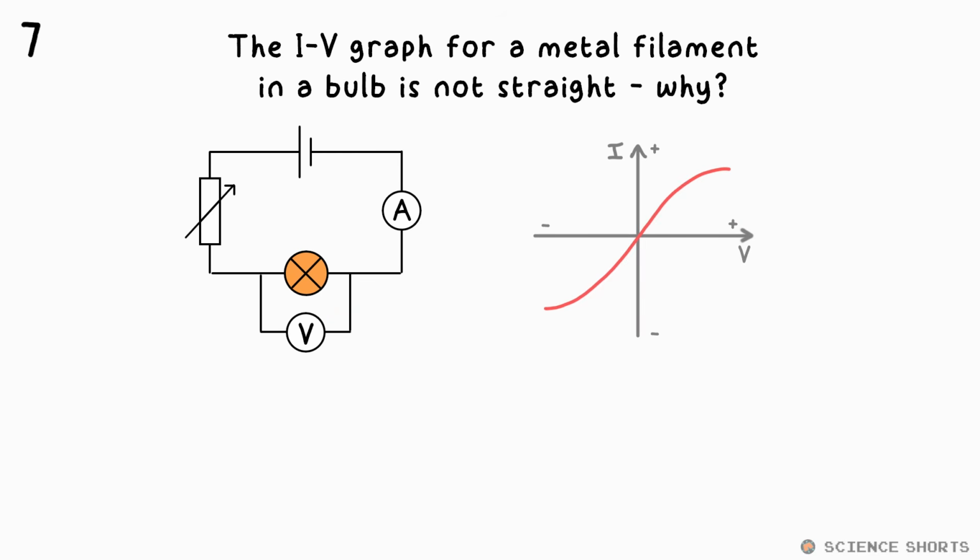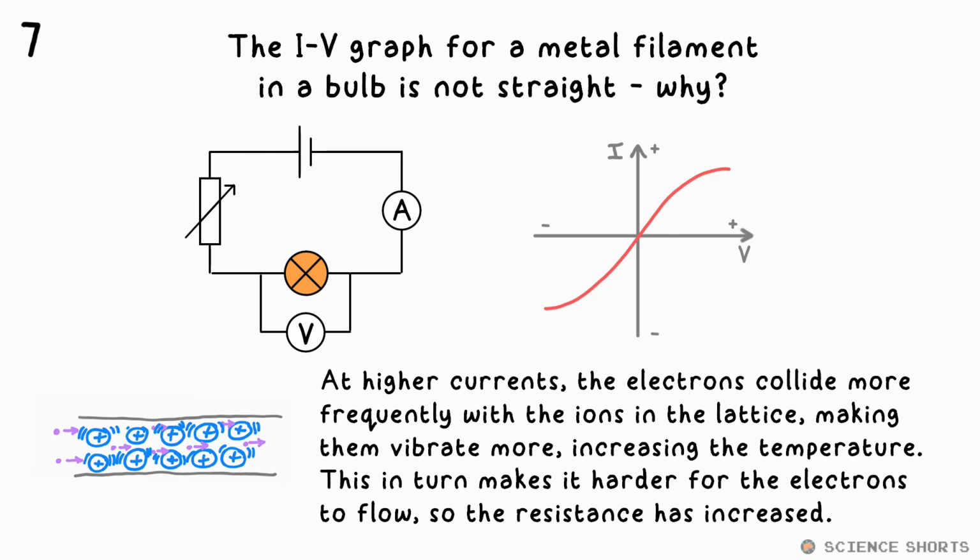Question 7. The graph for a filament bulb is not a straight line. Why is that? As the filament in a bulb is made of metal, that consists of an ionic lattice surrounded by free electrons. The higher the current, the hotter the metal gets, and the more these ions vibrate. This makes it harder for the electrons to flow as they collide more frequently with the ions.